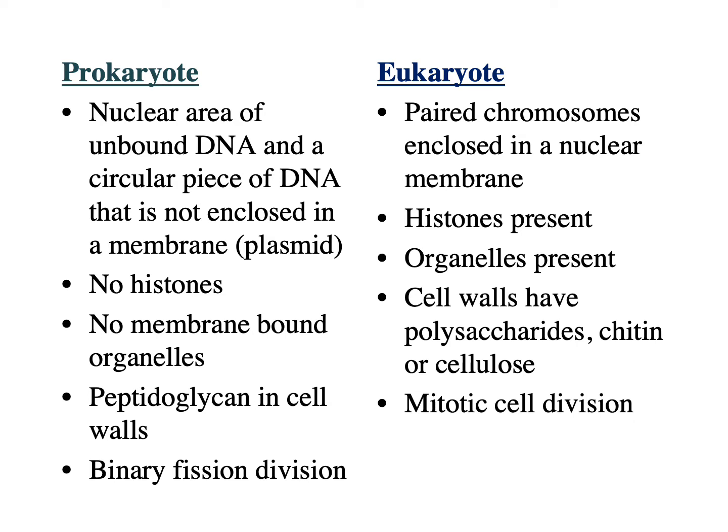When you look at the eukaryotes with a true nucleus, remember, they have paired chromosomes enclosed in a nuclear membrane. They have histones, they have membrane-bound organelles. Their cell walls will have polysaccharides or chitin or cellulose, depending on if they're fungus or plants or animals. And they replicate through mitotic cell division.